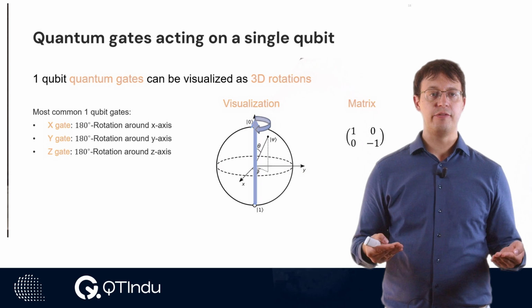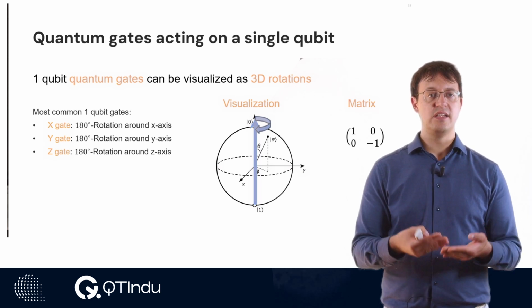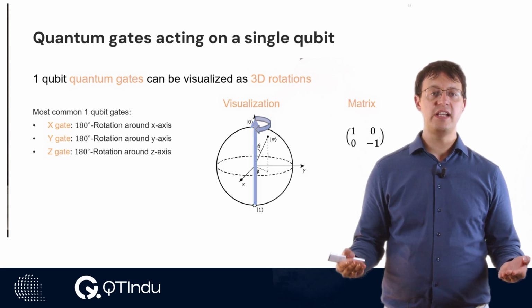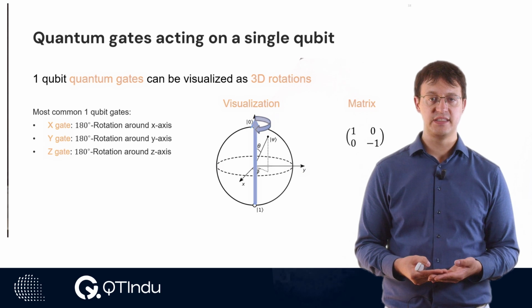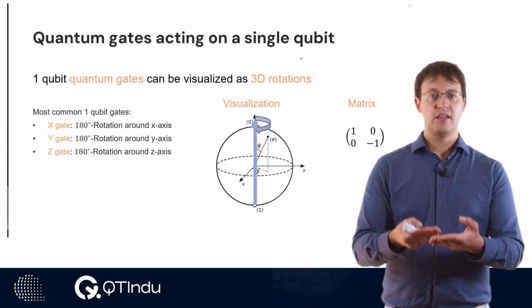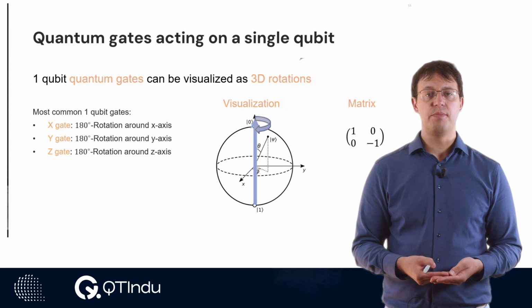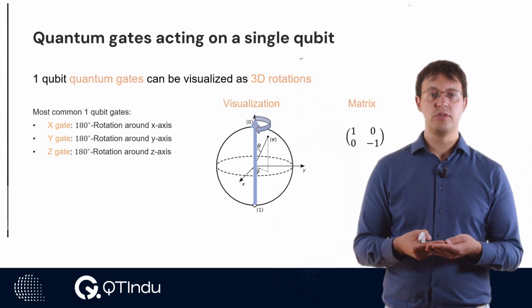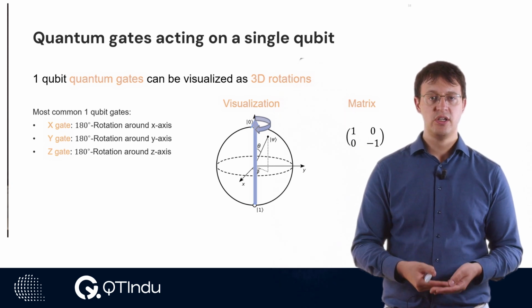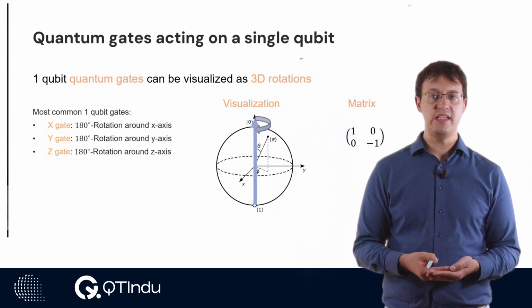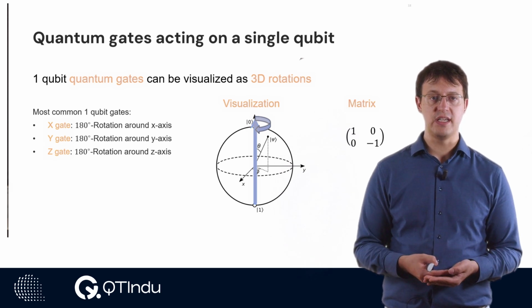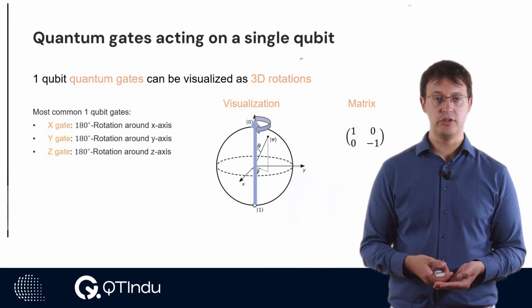Coming back to the phase gate, the Z gate is a 180-degree rotation around the Z axis. The phase gate, which you can see here, is represented by the matrix 1, 0, 0, minus 1. So it flips the phase of the second state of your qubit.